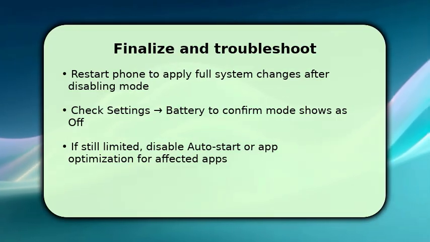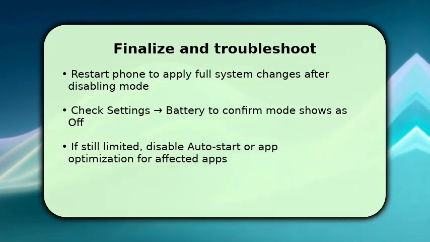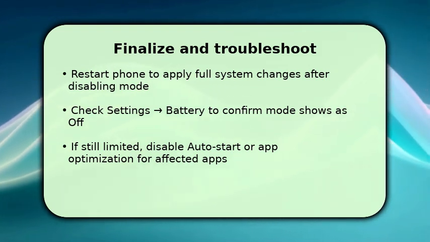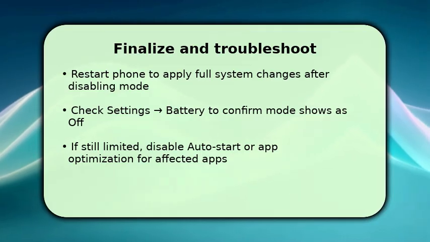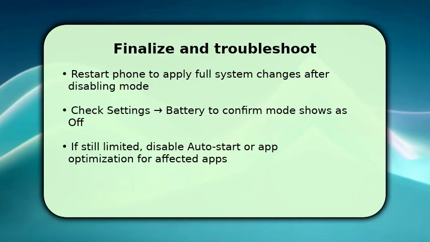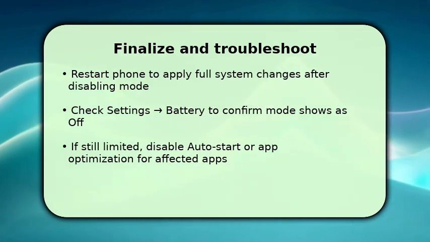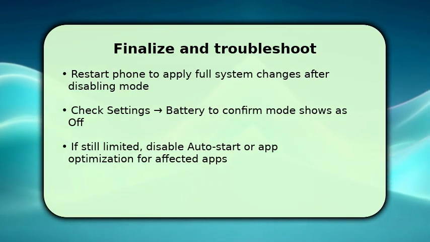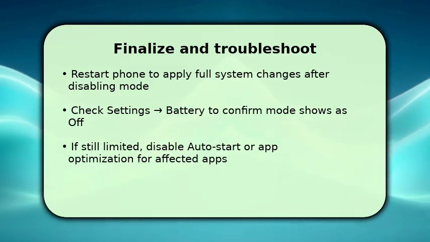This clears lingering restrictions. After reboot, go back to battery settings to confirm Super Power Saving is off and apps are allowed to run. If an app still behaves as if limited, disable app optimization or enable auto start for that app in settings. This is the single most effective troubleshooting tip when disabling the mode seems incomplete.